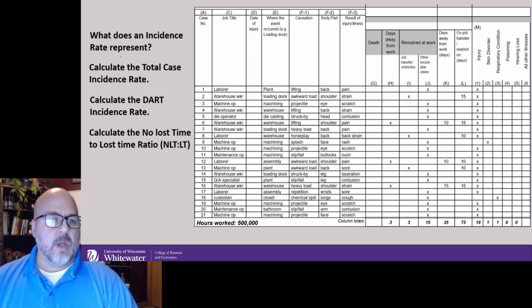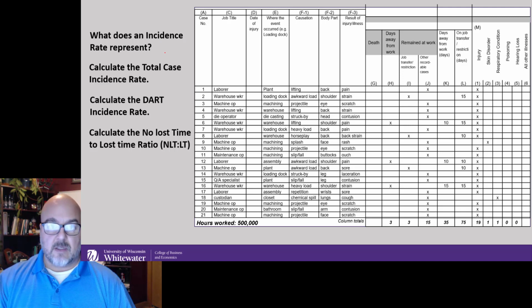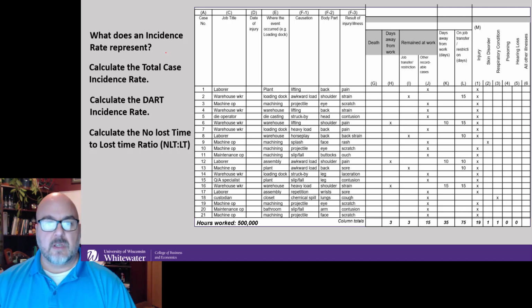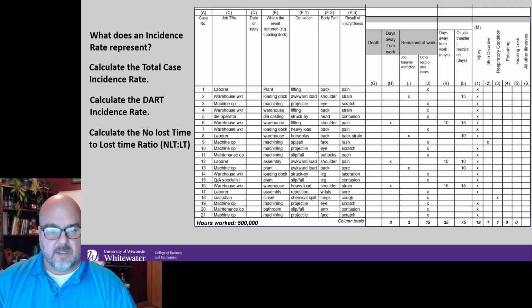Okay. The next one, what does the incidence rate represent? Well, it represents the number of cases per 100 full-time equivalency. And the type of incidence rate indicates the type of cases. Calculate the total case incidence rate.